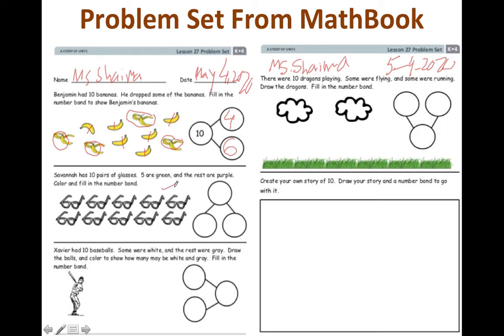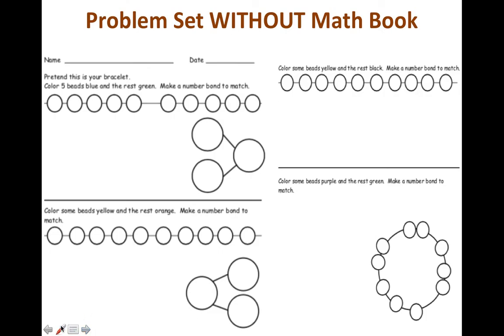I want you to do this one and this one by yourself, along with the next page of these two problems. Again, this problem set is the problem set 27. Make sure you're on the right page. This is for the students who have the math book. The next slides are the problem sets for students who do not have a math book. Again, put the date on your work along with your name.